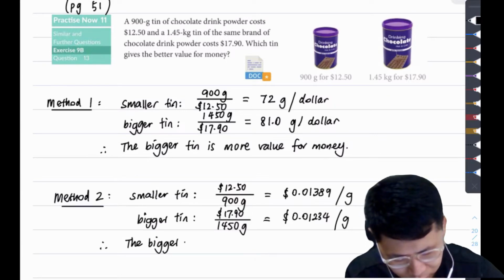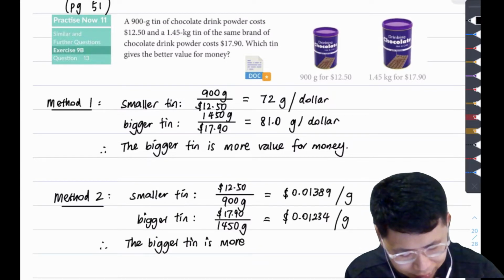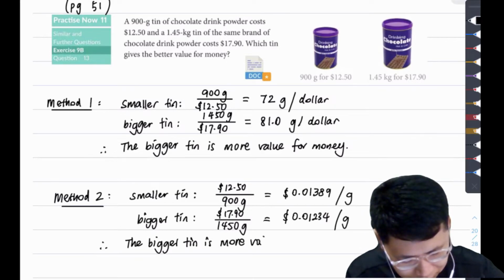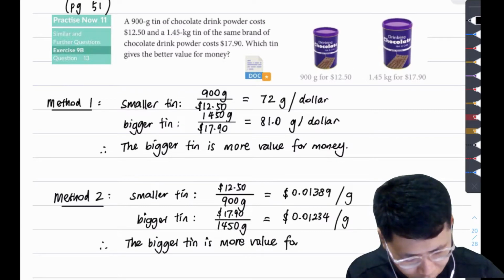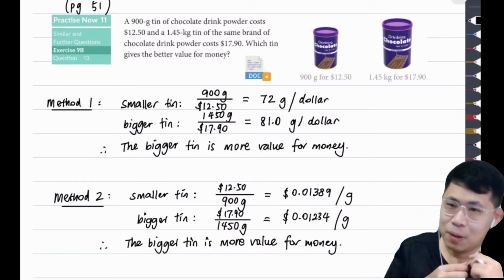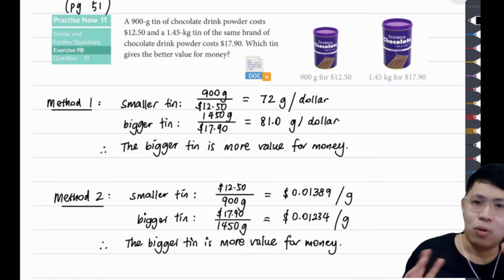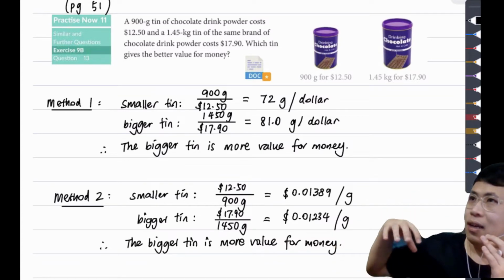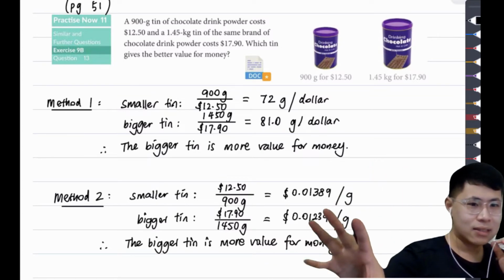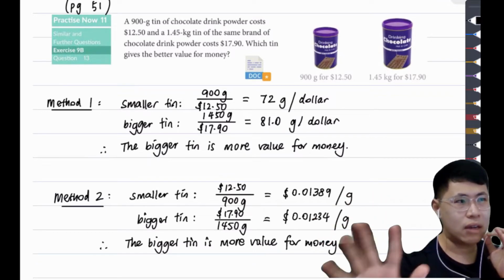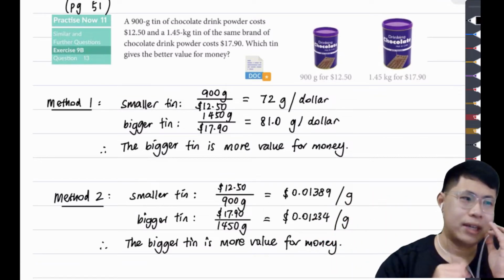So do you see how the logic works? So we look at for every dollar, how much can we get, or for every unit, how much does it cost. Okay, so these are two different methods. But both, as long as you can identify the correct variables, you should be okay.